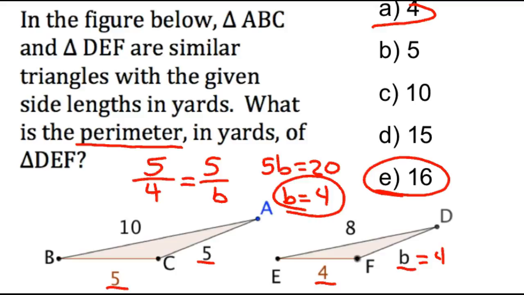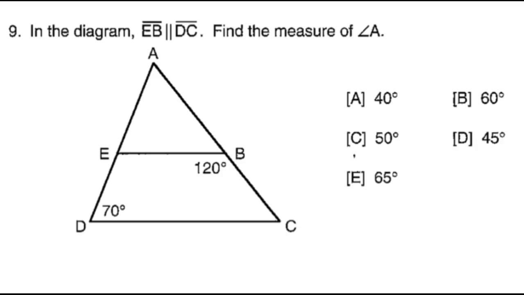And then perimeter, of course, is when you add up all the side lengths. So 8 plus 4 plus 4 is 16. So that's a couple ways to solve that one. And then the third one is this particular one.